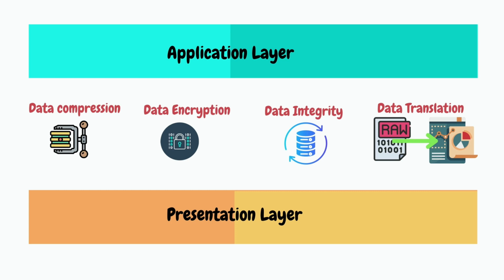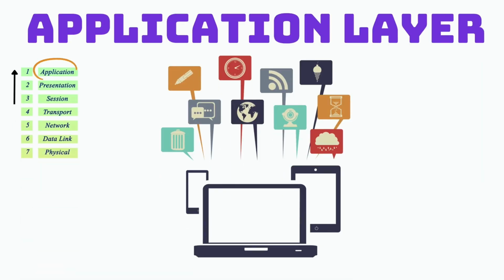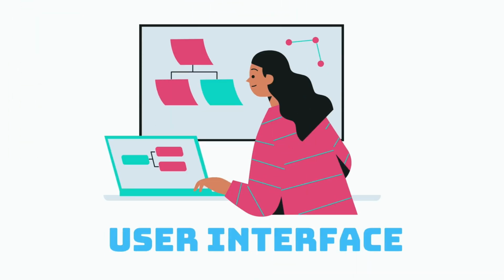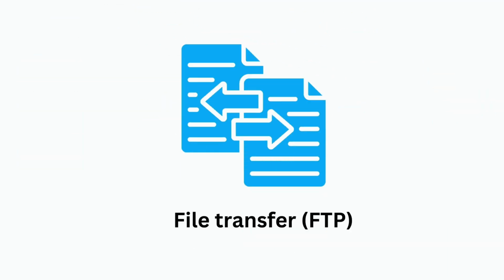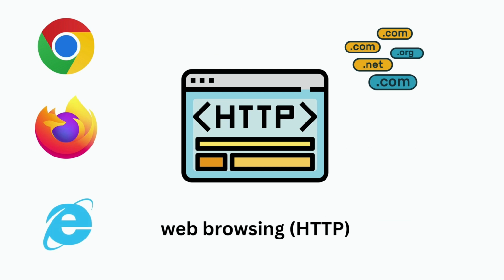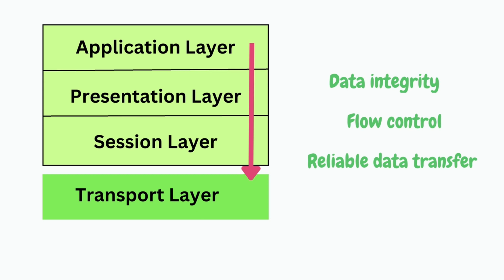The application layer is the highest layer in the 7-layer OSI model of computer networking. It provides a user interface for applications to access network services. This layer is responsible for defining standardized protocols for network services, such as email, SMTP, IMAP, POP, file transfer, FTP, web browsing, HTTP, and others. The application layer also defines the way the applications will interact with the underlying transport layer to ensure data integrity, flow control, and reliable data transfer.